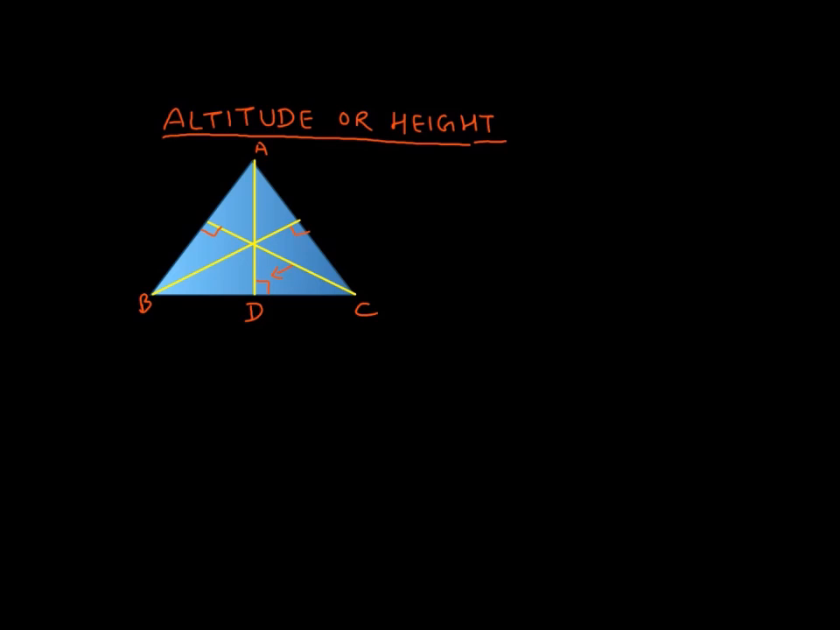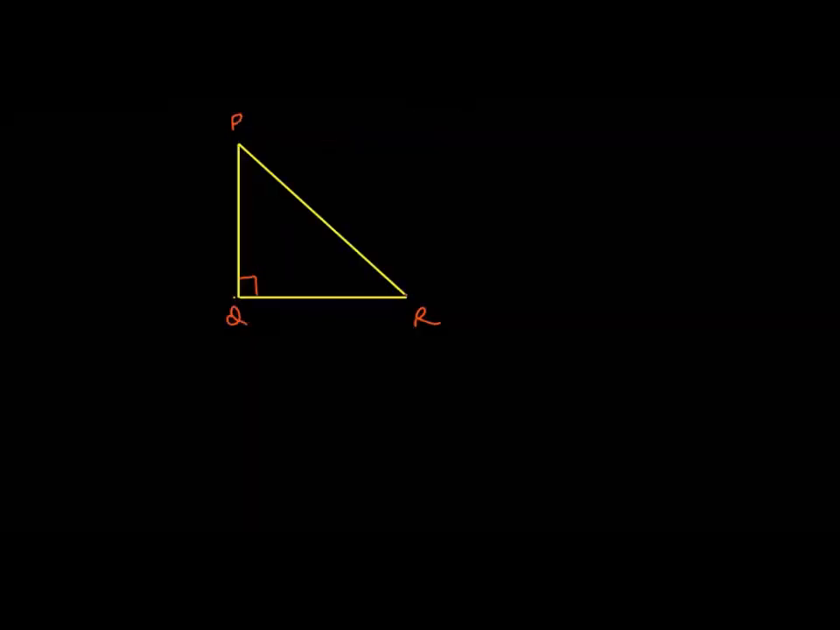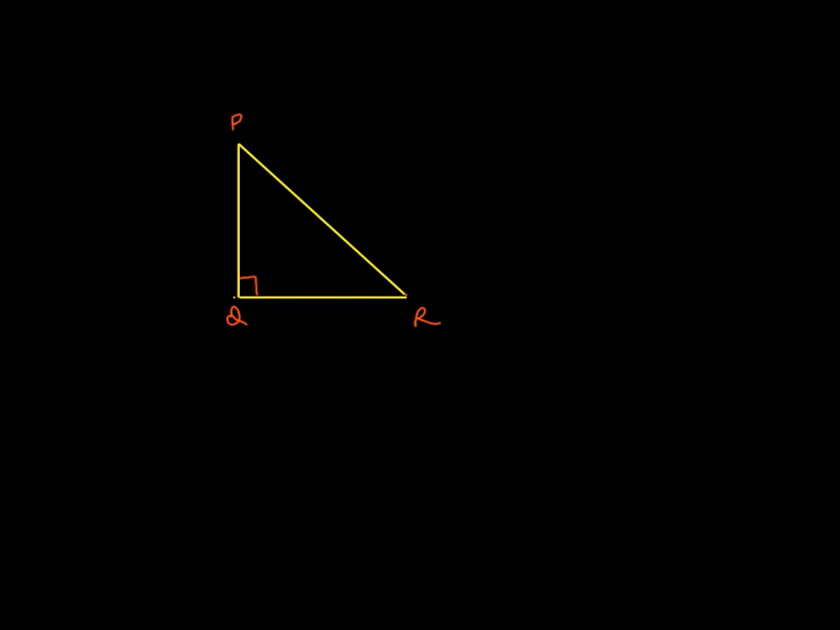Here I am drawing the altitudes. I am giving them the names AD, BE and CF. These three are altitudes of this triangle ABC. Now let us see what happens when we are taking the triangle as a right angled triangle. Like here I have taken triangle PQR, right angled at vertex Q.